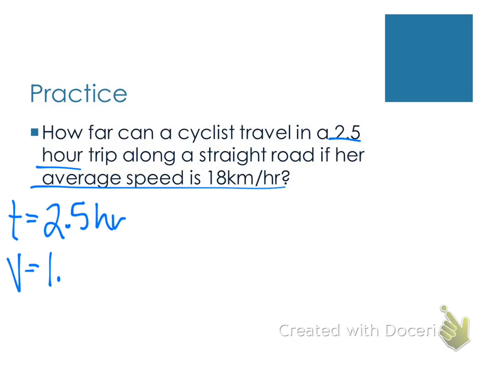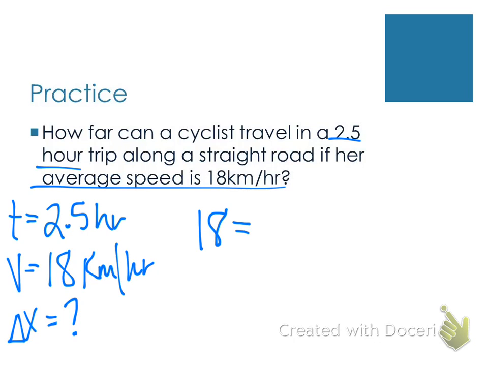18, I don't know why I wrote 1.8. 18 kilometers per hour. And we want to find how far. So what are we solving for? Yeah, x. Okay, delta x. And we can go ahead and keep it in kilometers. You don't have to convert this one. So I put a question mark on what I'm trying to find. So I would just set it up: 18 equals delta x over 2.5.